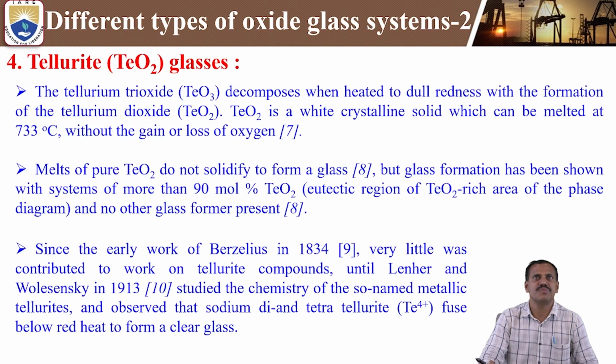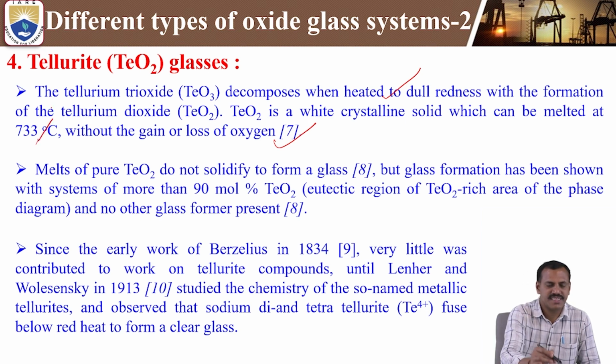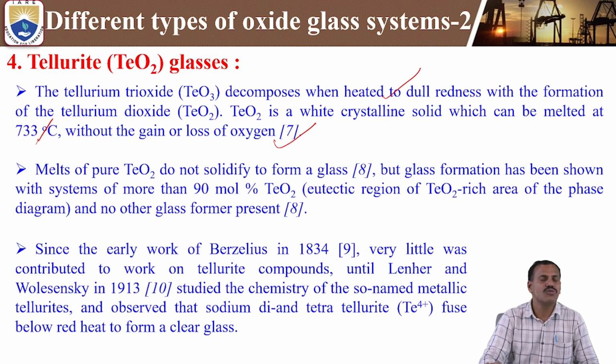Next, tellurium trioxide decomposes when heated to dull redness with the formation of tellurium dioxide, TeO2. TeO2 is a white crystalline solid which can be melted at 733 degrees centigrade without the gain or loss of oxygen. This is a very important thing here. Whenever they use the melting temperature for tellurium dioxide, TeO2, while using the melt quenching technique, the melting temperature is 733 degrees centigrade, at that time without gain or loss of oxygen. That is one of the important things for telluride based glass systems.